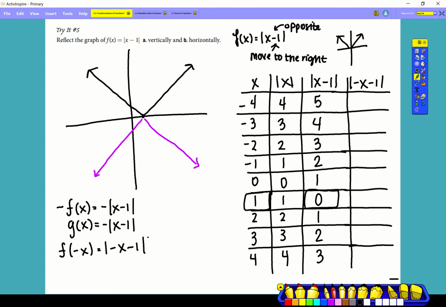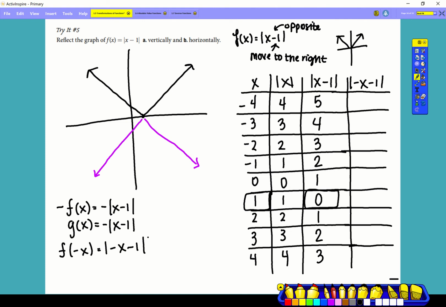And if you're ever unsure about any function, it is always okay to graph it using a table, unless the question specifically states you have to graph it a different way. But this is always okay. Even in higher level mathematics, you're completely within your rights to make a table.